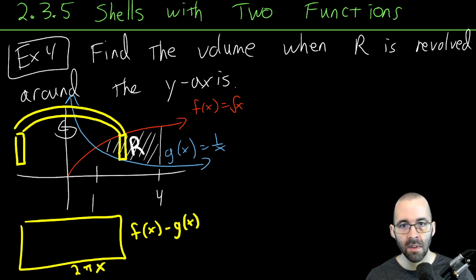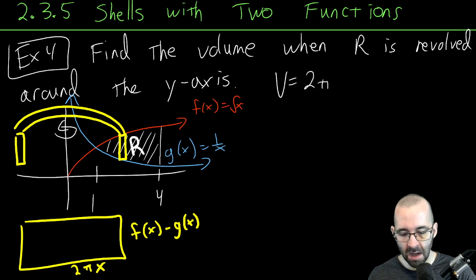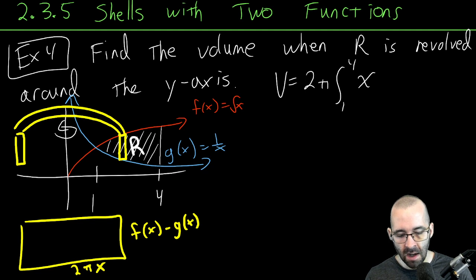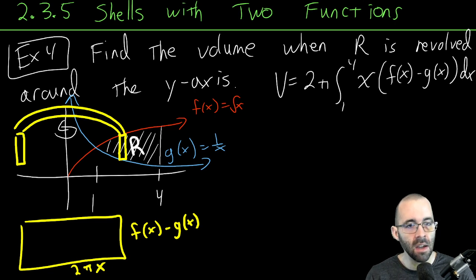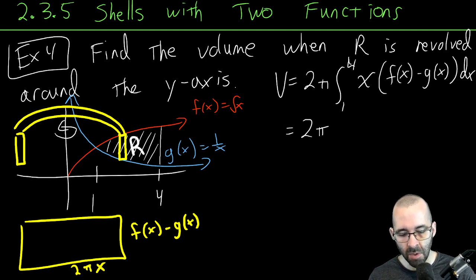So, again, very similar integral from before. 2 pi. X is going from 1 to 4. The radius is x. We can factor out the 2 pi. And the height is just f of x minus g of x. Plug in, you can solve no problem. I'll do this really quickly, but that's the whole video here, really. I'll talk a little bit more about some other stuff.